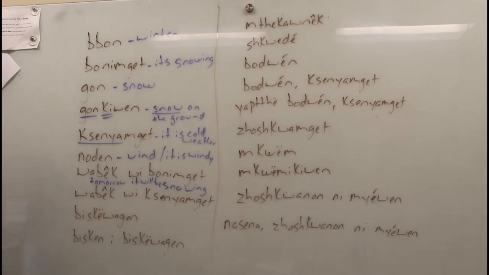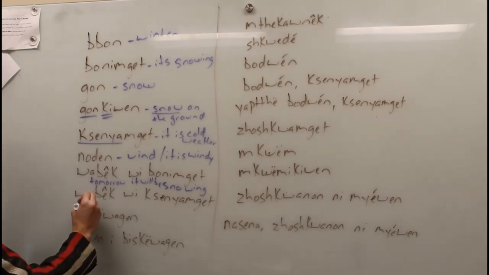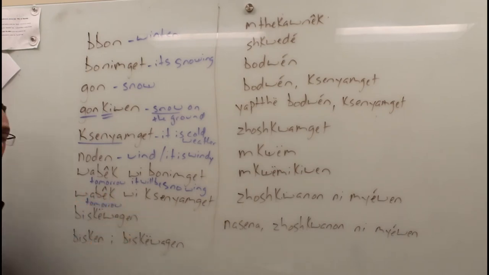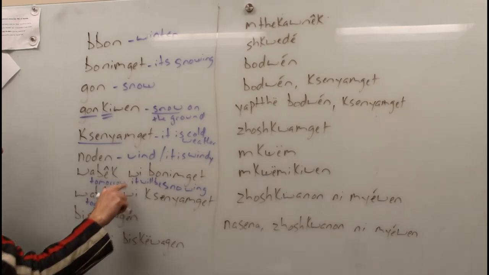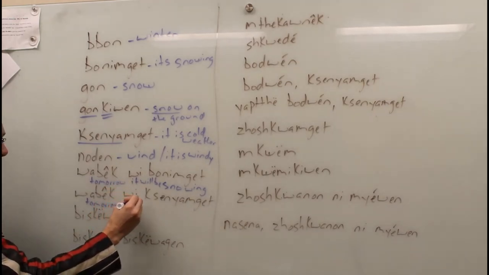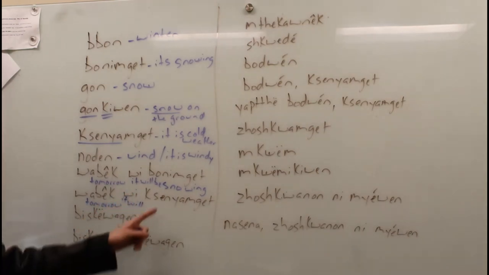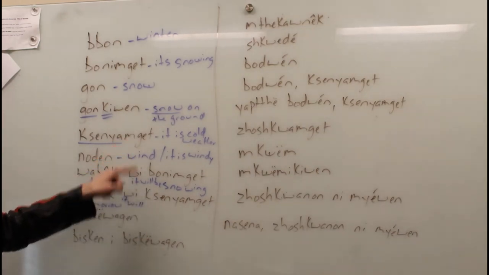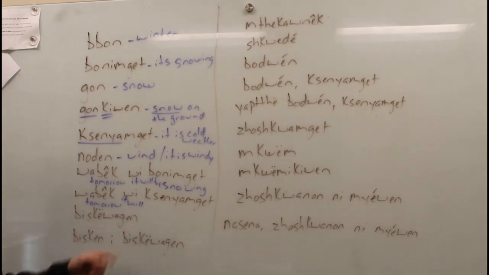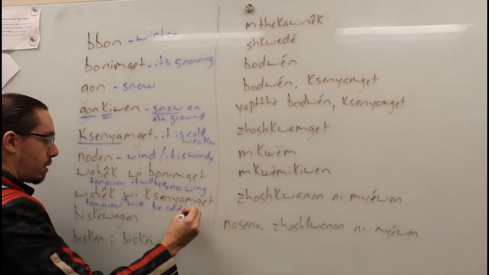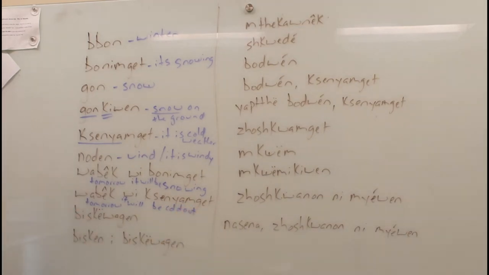Now the next one, again you have wabuk meaning tomorrow. Wabuk we kasenyamget. We is your future tense. And then kasenyamget, it's cold out. Tomorrow it's going to be cold out. Wabuk we kasenyamget. It's going to be cold out tomorrow.